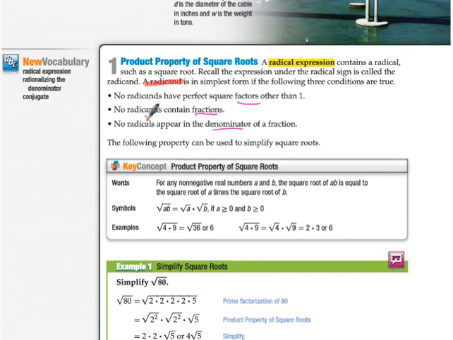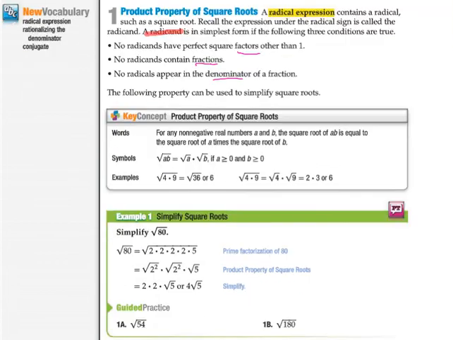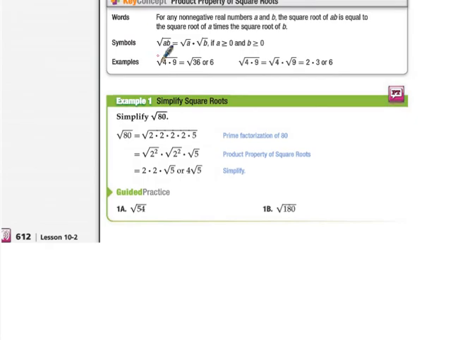The following property can be used to simplify a radical, and this is what we're going to use largely in this class. If we have the square root of a times b, then we can separate them and take the square root of them separately. So here's what I mean by that. The square root of 36 is 6. If we separate it, the square root of 4 is 2, the square root of 9 is 3, and 2 times 3 is 6. So we get the same thing either way. That one's an easy one because it's a perfect square. We use that to do problems like this.